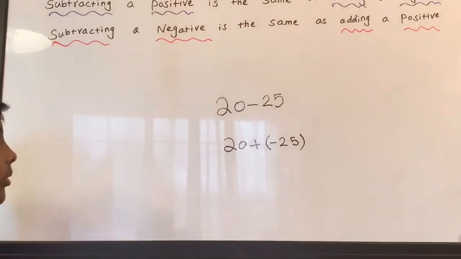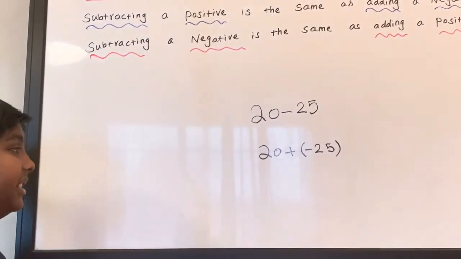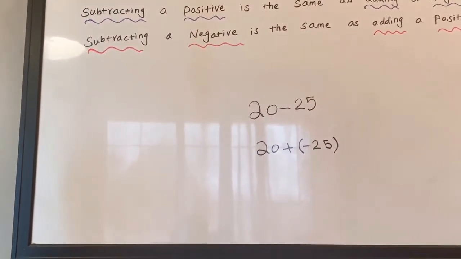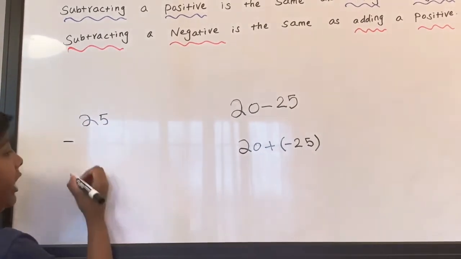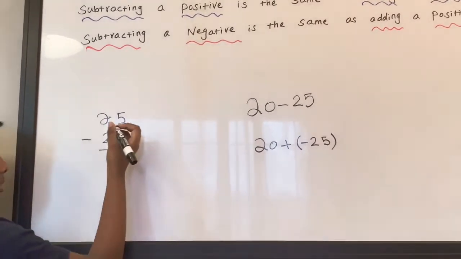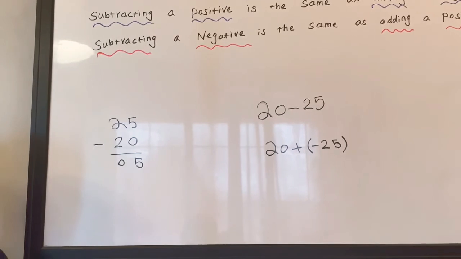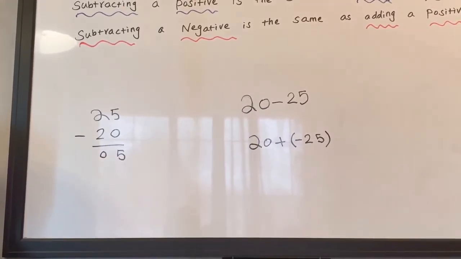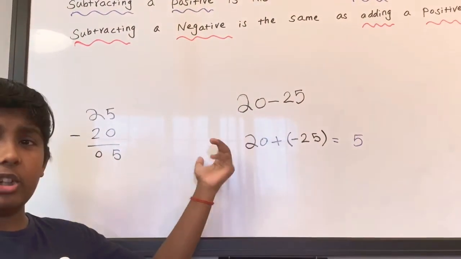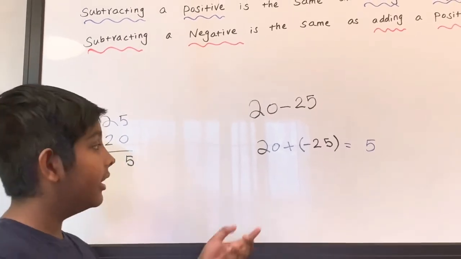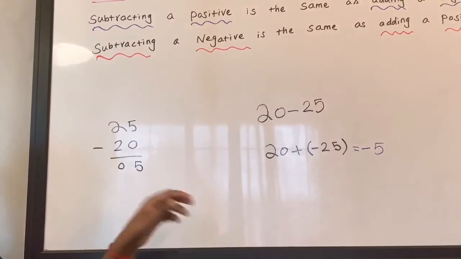So we have two different signs here, positive 20 and negative 25. They're both two different signs, so we are going to subtract. 25 is the biggest number, so put 25 at the top and take away 20. So 5 minus 0 is 5, and then 2 minus 2 is 0. So it's 5. Now let's find out which sign it is for the answer. The number is 5, and which number is bigger, 25 or 20? 25. What sign does 25 have? The negative sign. So we can put negative 5. So our answer is negative 5.